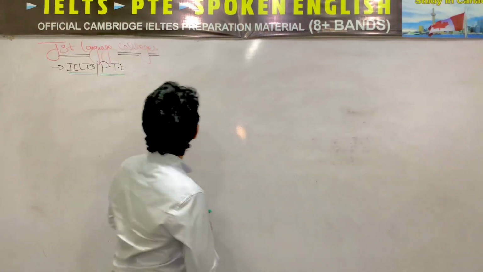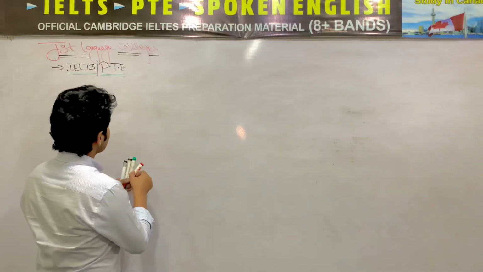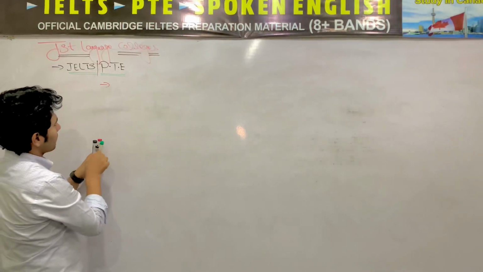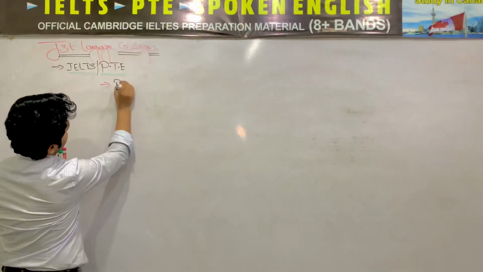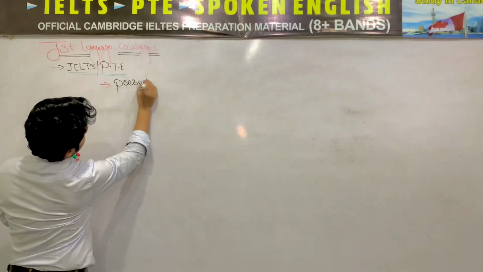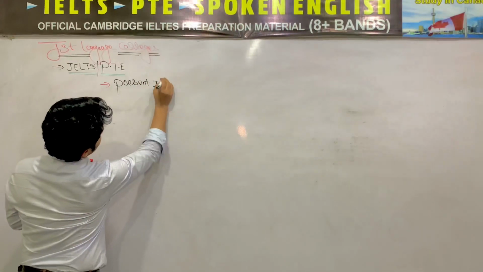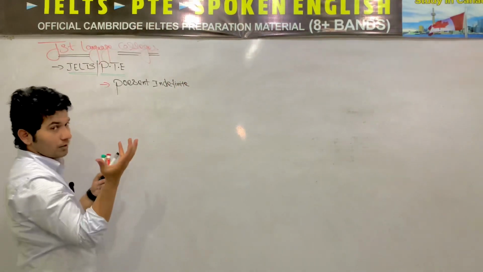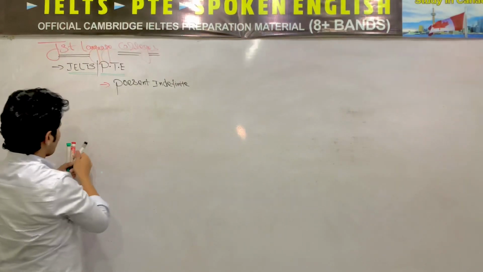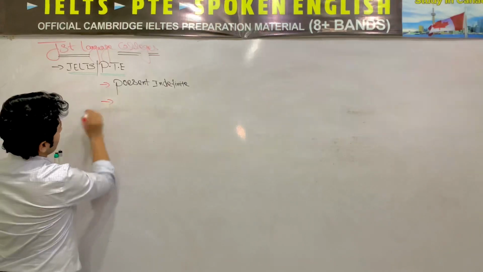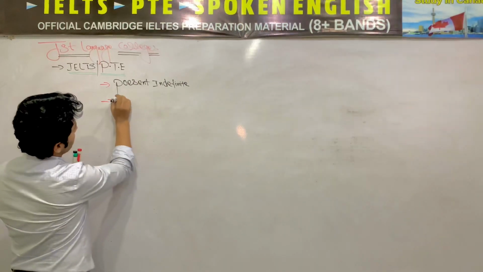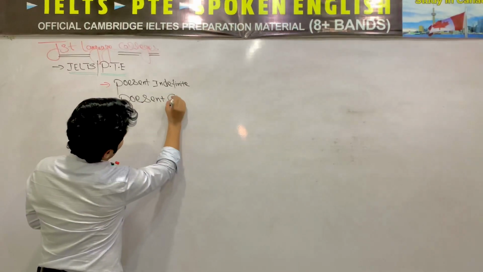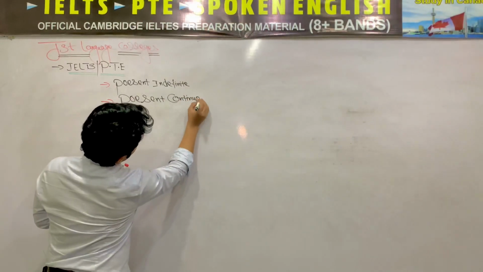So let's move on. First of all, we will discuss the 12 sub-branches. Here we have, first of all, the present indefinite. In present indefinite, what type of verb do we use? We will talk about this. And then present continuous. Let's see what happens in present continuous.